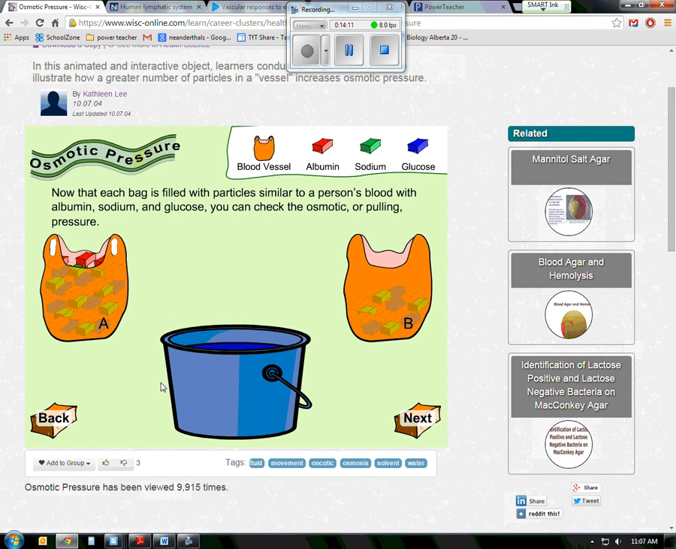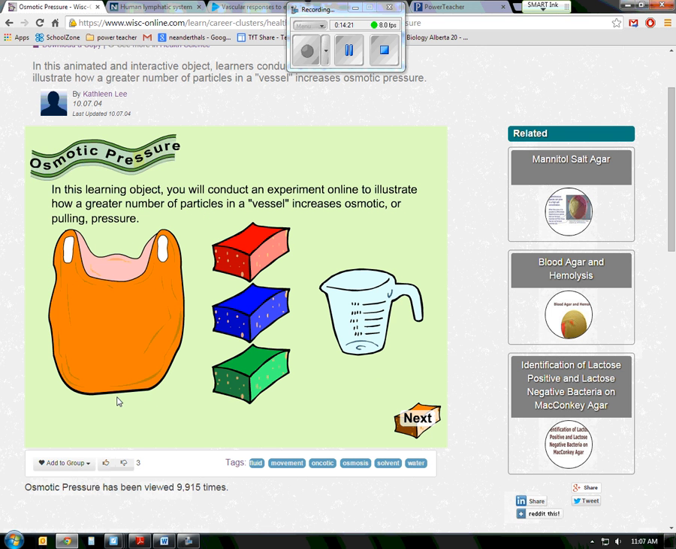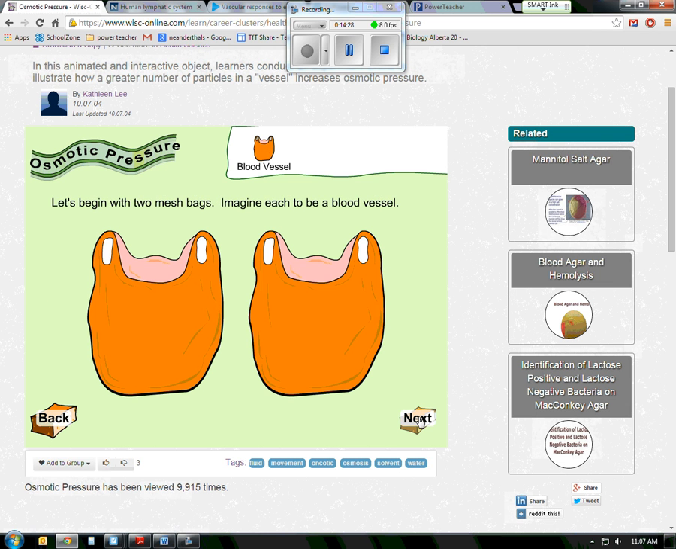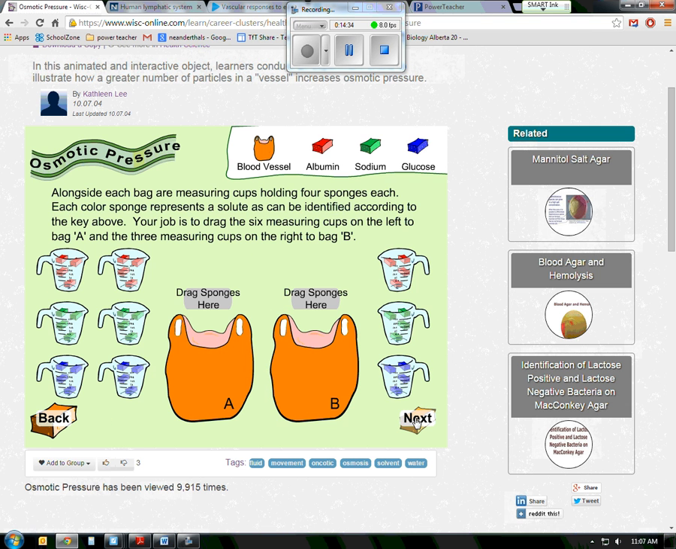So see if you can follow what's going on here. I'll just get to the start here. These bags represent blood vessels, and these are solutes that you might find in the blood. So what we're going to do is fill up these bags with different solutes.